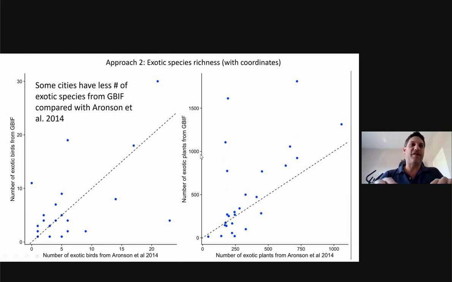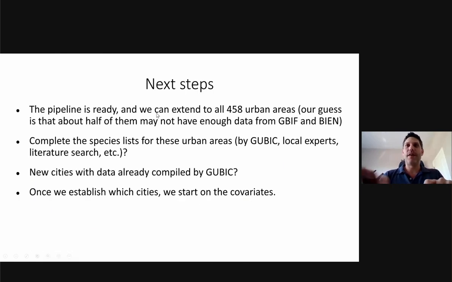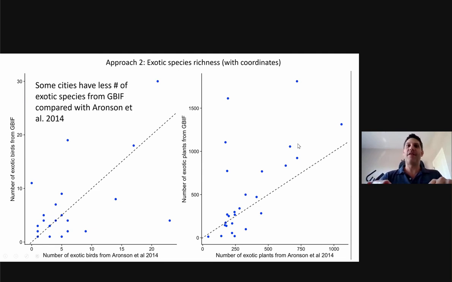When we use our more conservative approach, we don't have many changes here. When it comes to birds, and when it comes to plants, we hug the 1-to-1 line a little tighter, but when we get into these species-rich cities, we're still finding much higher diversity in our way of extracting exotic species lists than this original approach right here from 2014.